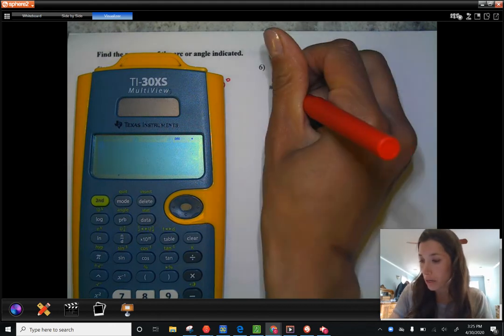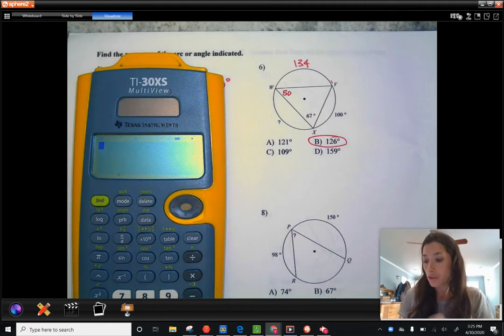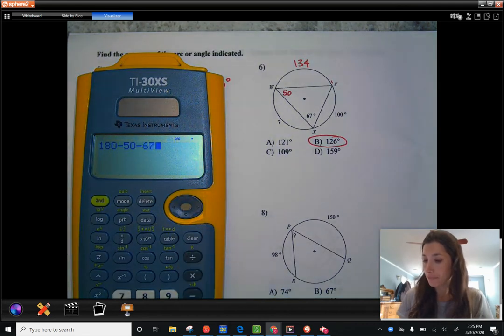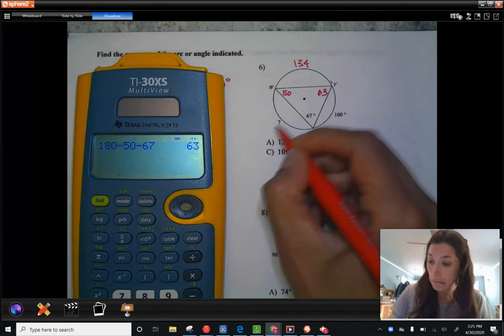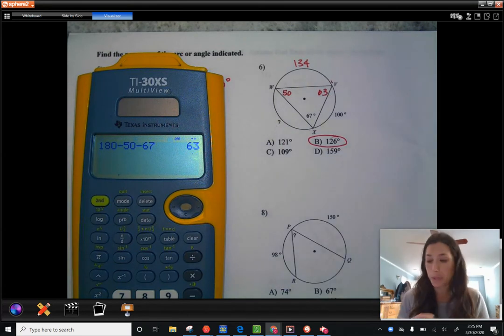this inscribed angle would be half of that, 50. So you could also have done 180 minus 50 minus 67. And that would have given you 63 here, and then you would have doubled it to get this one here. So that would have been 126.